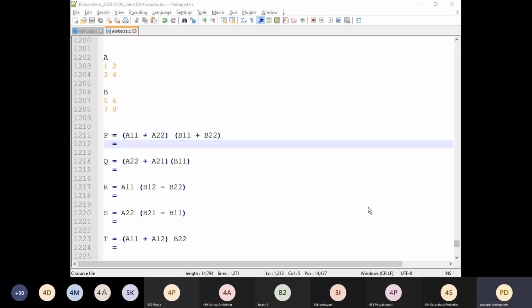Kirti Mayekar. Kirti Mayekar, turn on your mic and tell me the value for P here. How much did you get? What is the value of P? 1. Yes, Kirti.